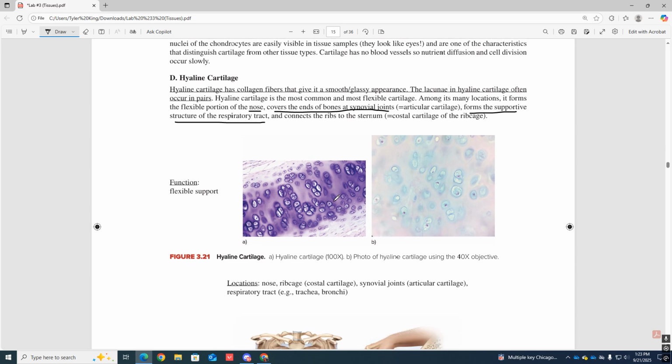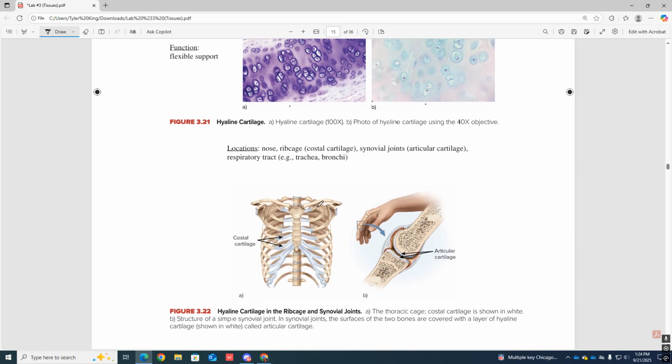So down here, what do we see? Well, we can see the lacunae down here. They're found in pairs. They have that glossy looking appearance to it, and that's because of the collagen. So A and B here are just 2 different examples. This one is hyaline cartilage at 100 times. This one is at 40 times, just for example. And we have the examples down here where it's found for locations.